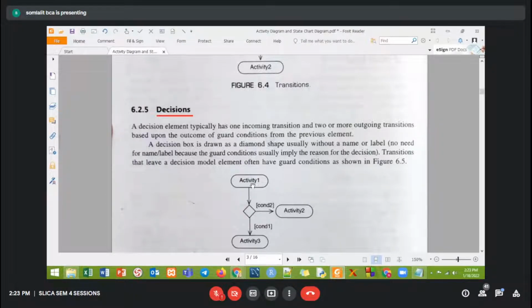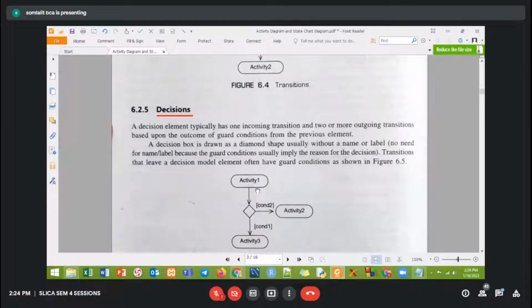There is some activity, but there can be two outcomes. For an example, let's say you are purchasing. If you are purchasing more than 1000, I'll give you 15% discount, and less than 1000, then 10% discount. So there is condition 1, condition 2. Again, both are transitions, guard conditions. But one particular activity can have more than one outcome. At that time, we need to use this decision symbol.